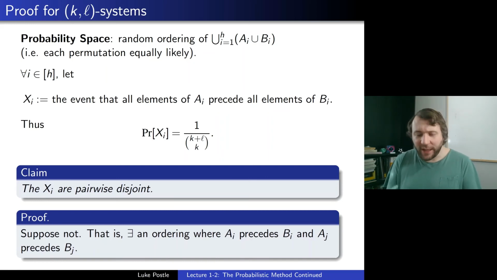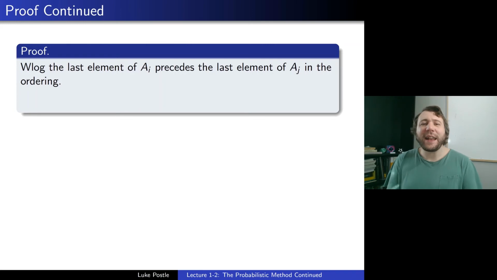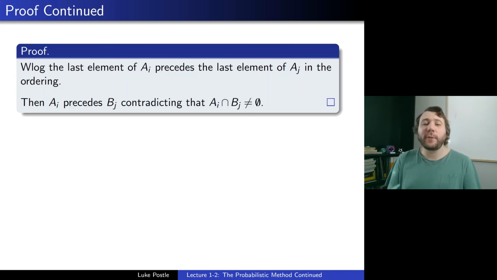So what would it mean? We have A_i precedes B_i and A_j precedes B_j. And now, without loss of generality, the last element of A_i, say, precedes the last element of A_j in the order. So somehow we either see all of the A_i first or all of the A_j. They can intermix each other, don't get me wrong, just which one do we see all of first? So let's say that's A_i. Well, then what happens? If we see all of A_i first, we haven't seen the last part of A_j, then we haven't even seen any of the B_j.